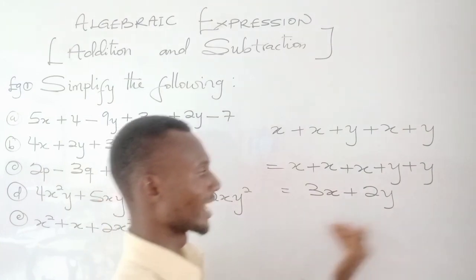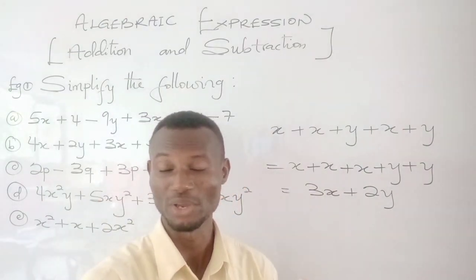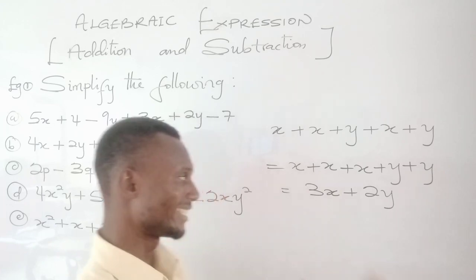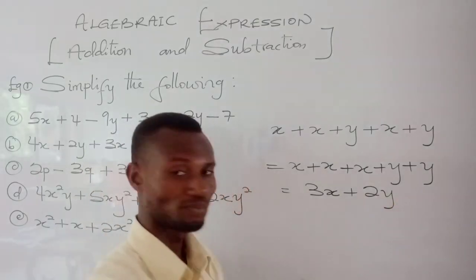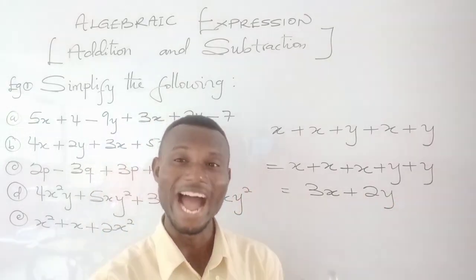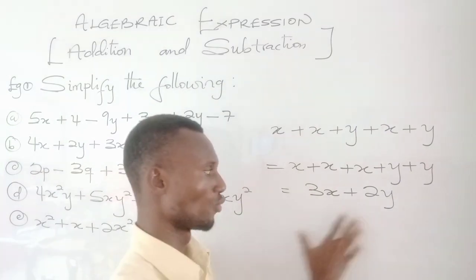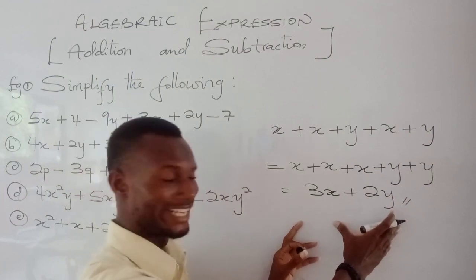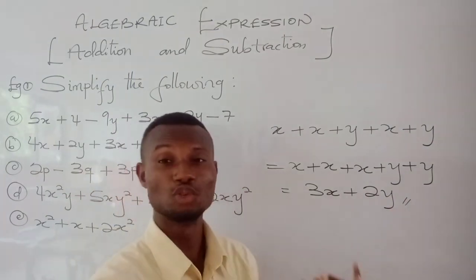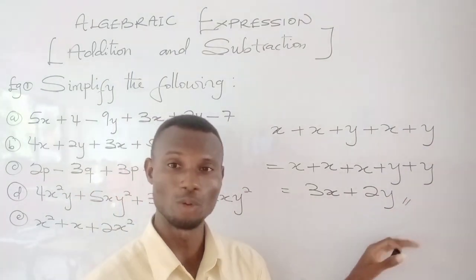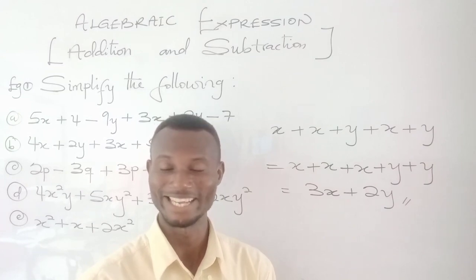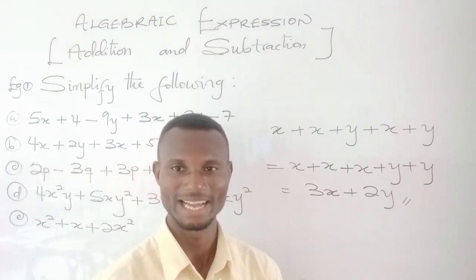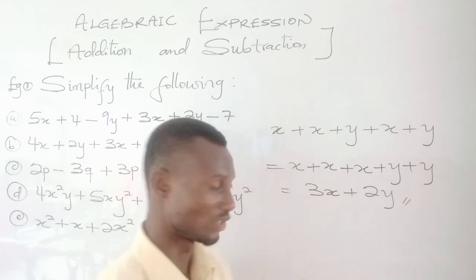We cannot simplify this further because the variables are not like terms. This is s, this is y. We cannot add them again. So we leave our final answer to be like this, which is 3s plus 2y. I hope the explanation is clear enough up to this point. Let me take another example and use it to explain it to you.